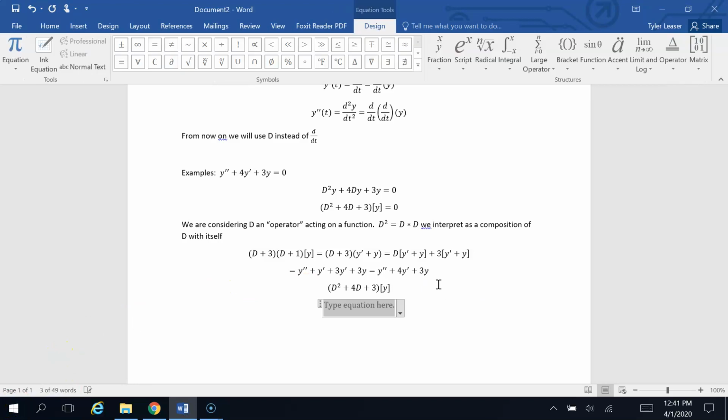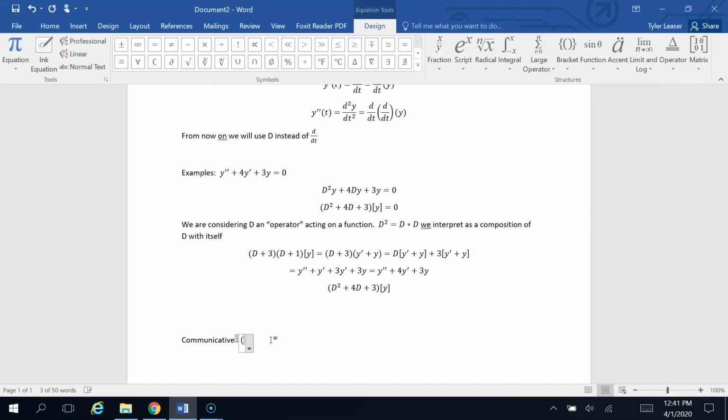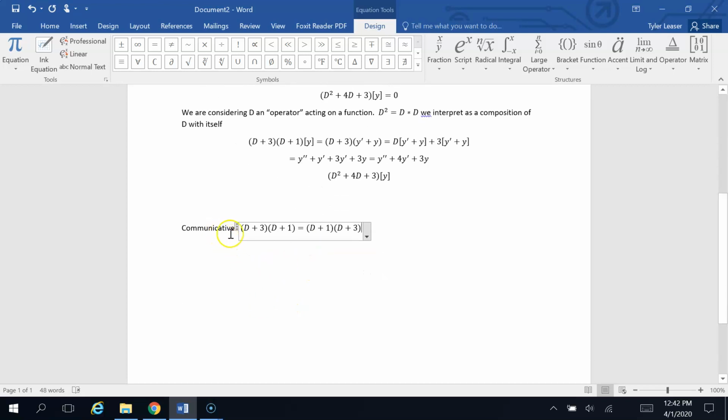Another nice thing about this is that it is commutative. So this is a separate little thing down here. I don't know how to spell commutative. Nope, got it wrong. Is there really supposed to be a C there? I don't know if that's right. We'll go with it. So another thing about this is that if you do have the operator D plus 3 times the operator D plus 1, this is the same thing as the operator D plus 1 times the operator D plus 3. So if you are looking at operators, they are commutative, so you can change the order of them and you still get the same thing.